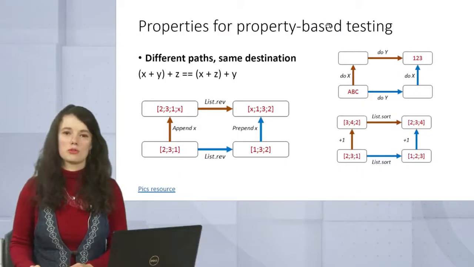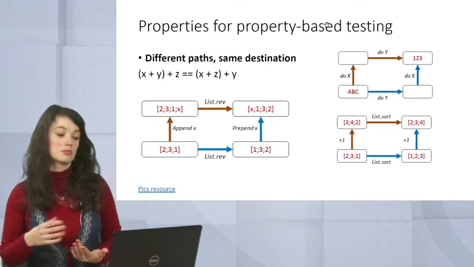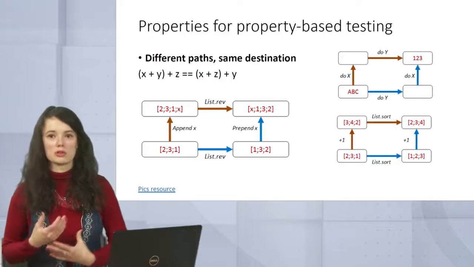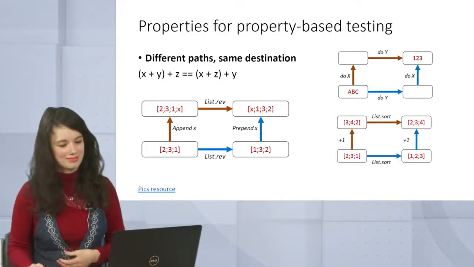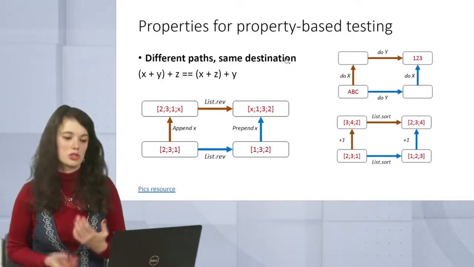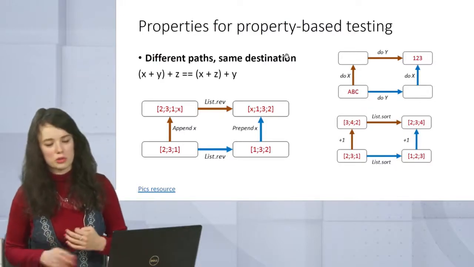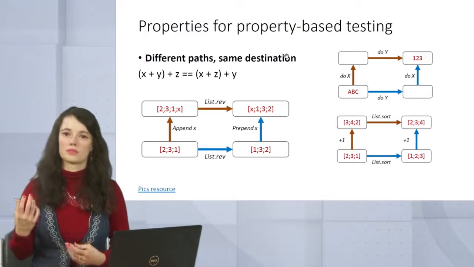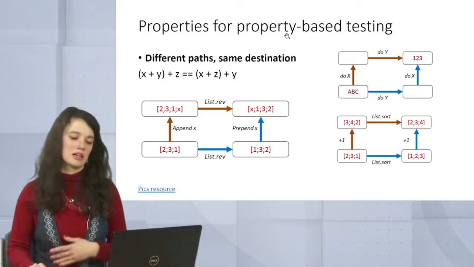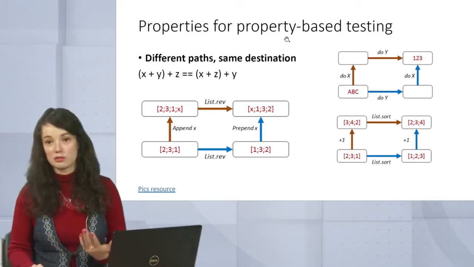Other strategies you may find useful are "different paths, same destination." It's better to understand via pictures. You can append a digit in different ways, or you may add something to the list and then sort it, in a different order.